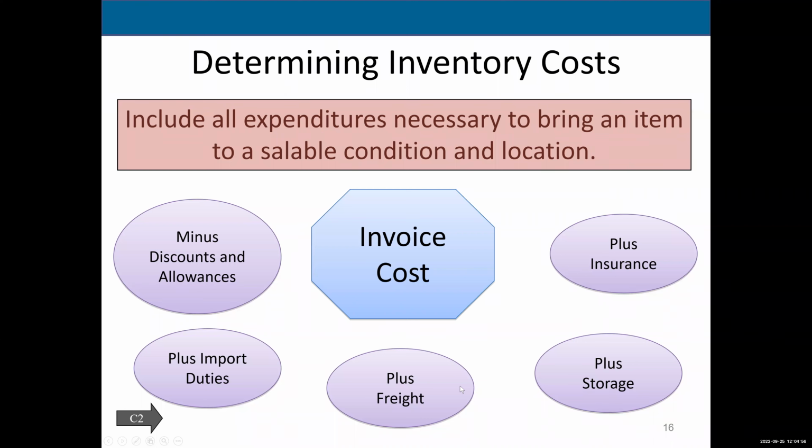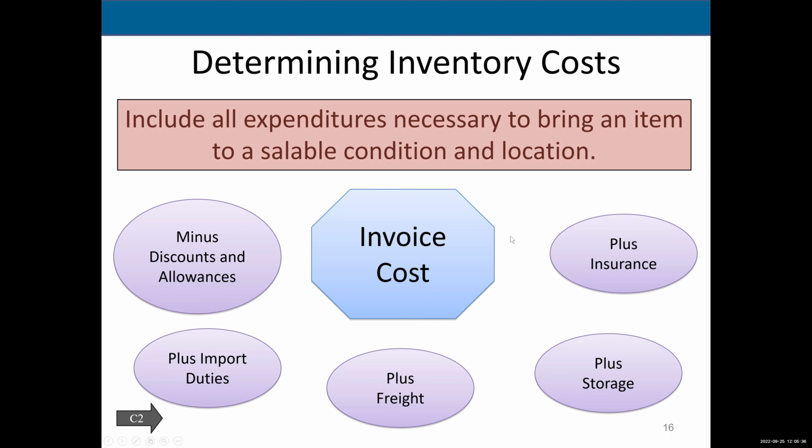The next one is freight. We talked about this before, because not only is the cost of the merchandise inventory the purchase price, but it's also any cost to bring it to its place of business and get it ready for its intended use. So here we're going to add the freight charge. If we have to pay freight, that's going to be a debit to merchandise inventory, because that freight charge increased the cost of that merchandise. Now, what's this plus insurance?